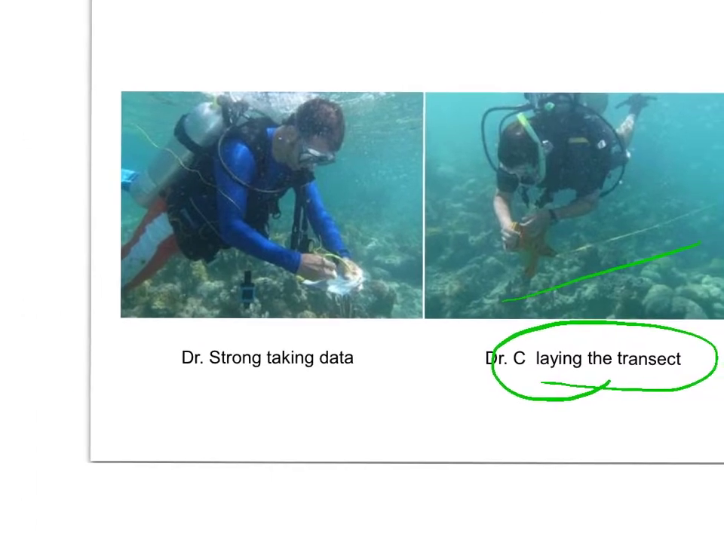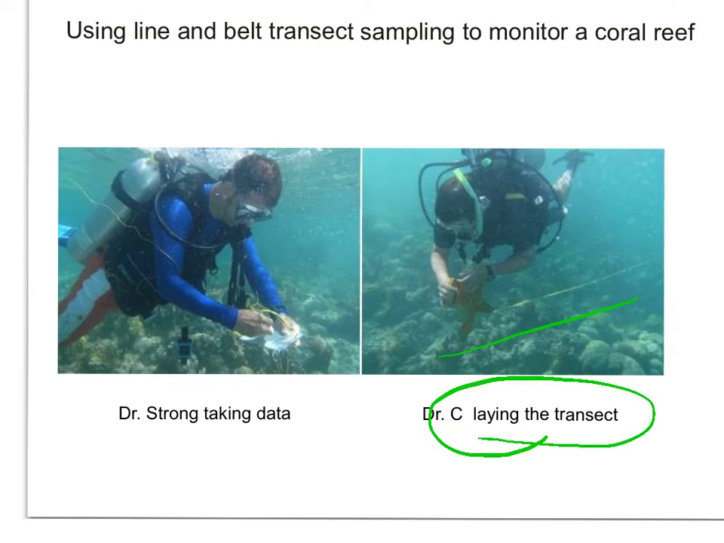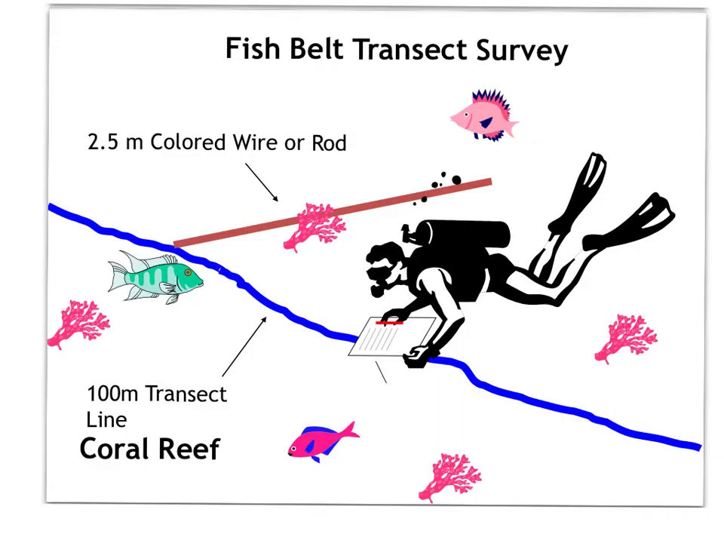And here you can see Dr. Strong taking some data on a clipboard. All right. So what we do is we move along the transect line, and we are counting fish. We actually do three different surveys: a fish survey, an invertebrate survey, and a substrate survey. The fish and invertebrates all utilize this belt transect method, whereas our substrate survey utilizes a line transect method.